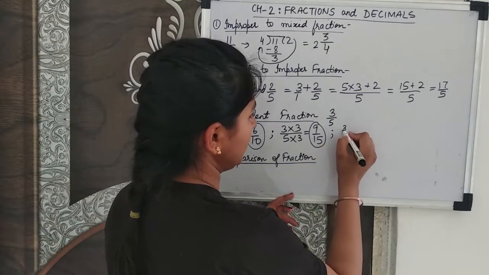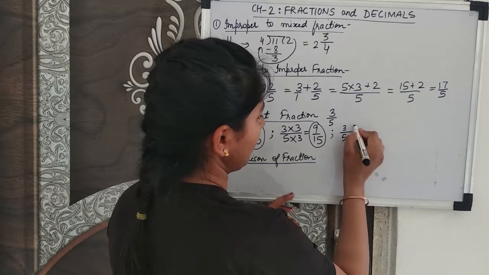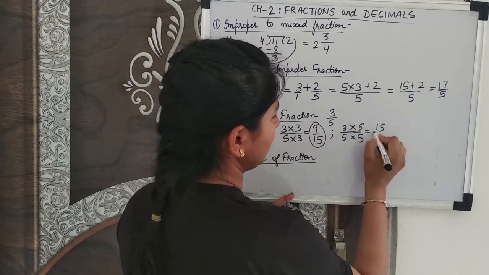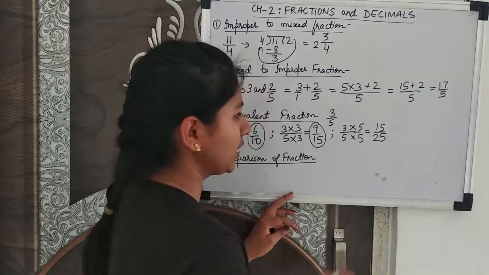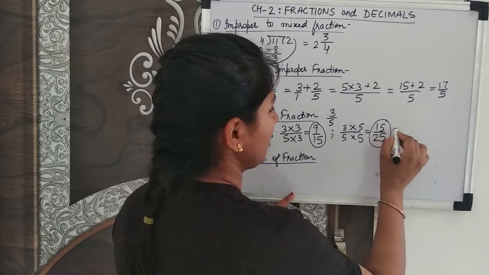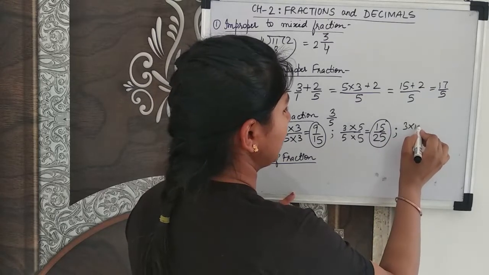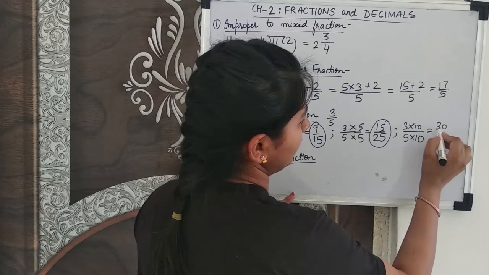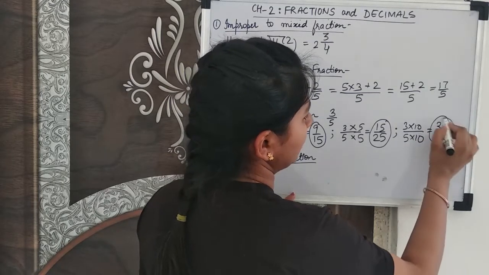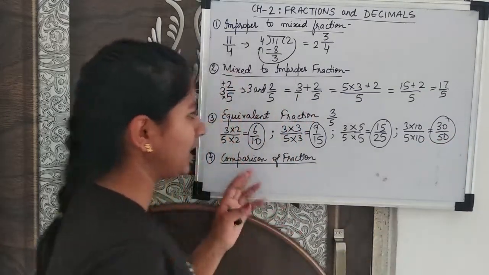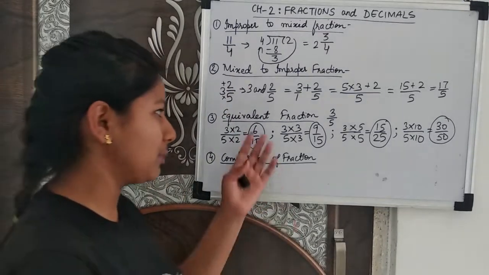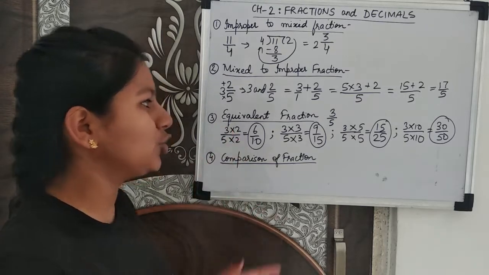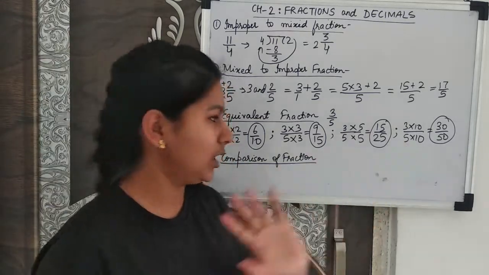Another we can see. Now I will multiply both by 5. We can take any number. This is 15 upon 25. Now let's multiply it by 10. It's very easy to multiply by 10. 30 by 50. In this way we can find many more equivalent fractions depending on the questions. So what I am doing, I am simply multiplying both numerator and denominator by the same number.